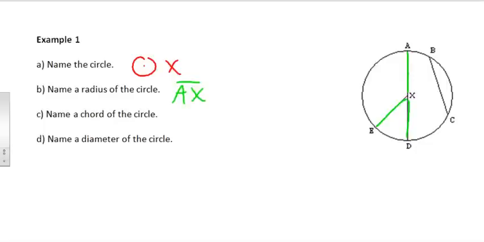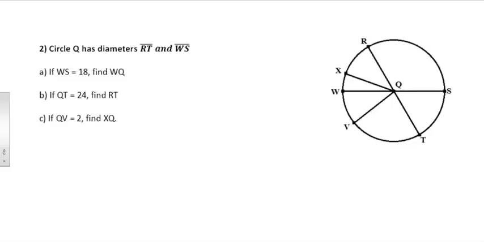Part C, name a chord of the circle. Remember, a chord has both its endpoints on the circle, so I could talk about segment AD or segment BC. I'll just use BC here. And D, name a diameter of the circle. Well, a diameter is a chord, but it has to go through the center. So this, in our case, is the one going right through here. That is diameter AD.